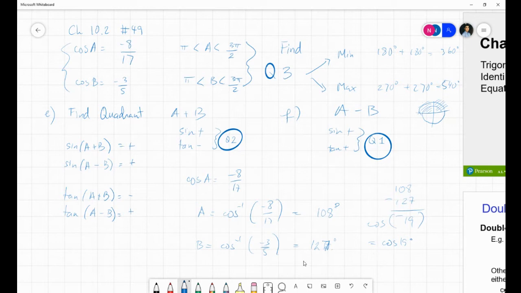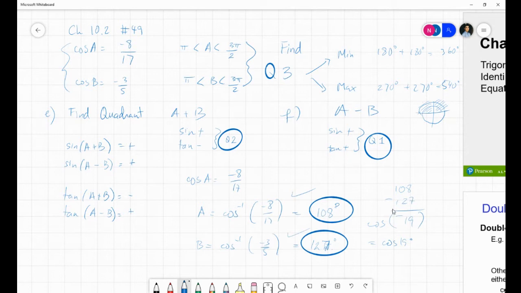And then A plus B, if you add these two together, you have 200 and something, which could not be, because that's outside of 180. So something is wrong right here. How are you getting this value? Because I did cosine negative in the second quadrant. That's fine. This one is also in the second quadrant. That's fine.